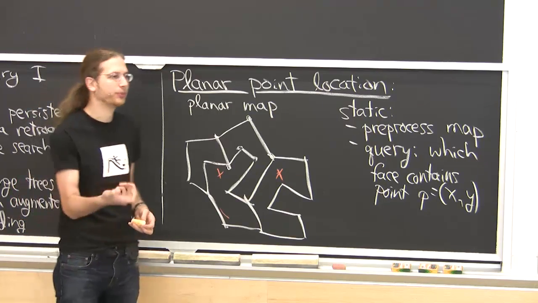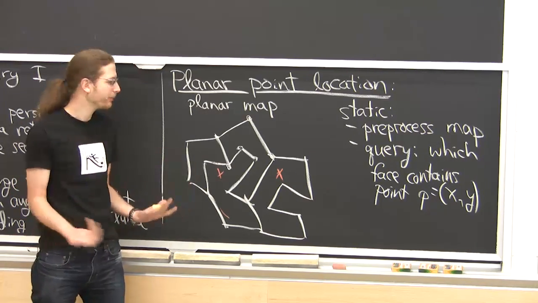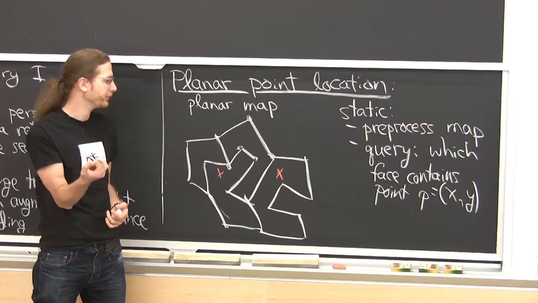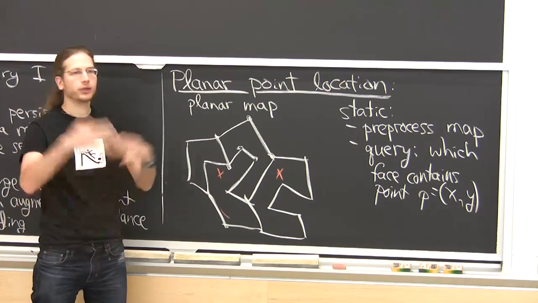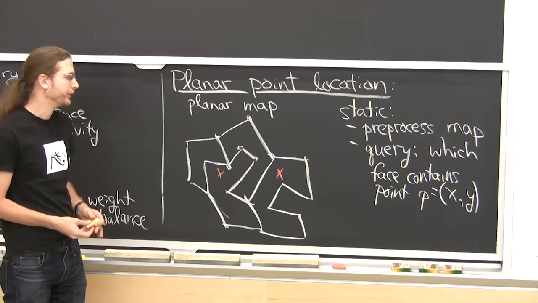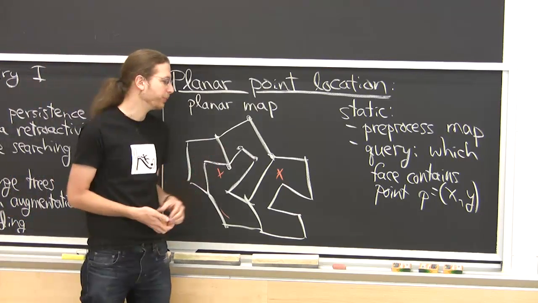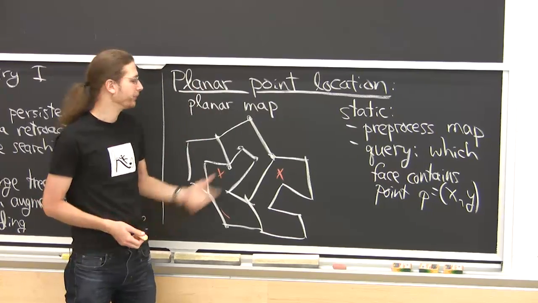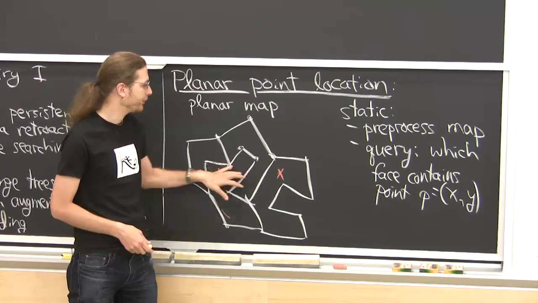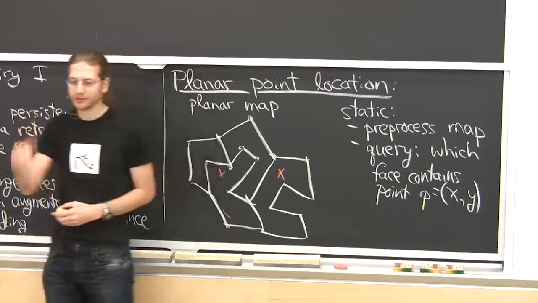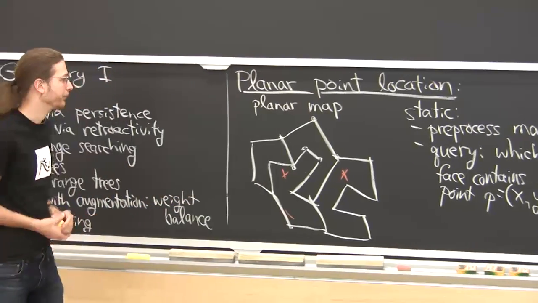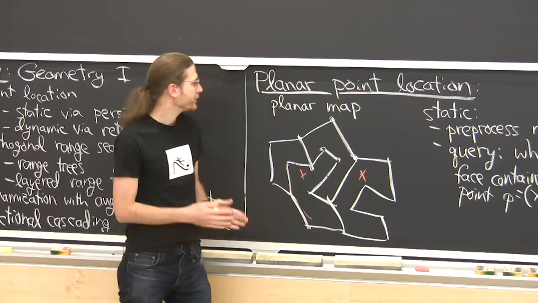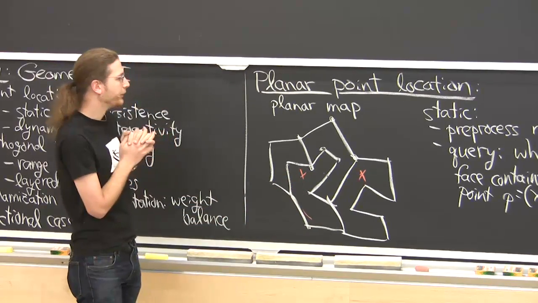If you have a GPS device and it has a map, so it's pre-processed the map all at once, and now given GPS coordinates, latitude, longitude, it needs to know which city you're in, which part of the map you're in, so that it knows what to display, that sort of thing. These are all planar point location problems. It comes up in simulation, lots of things. This is actually one of the first problems I got interested in algorithms way back in my oceanography days. So that's planar point location.